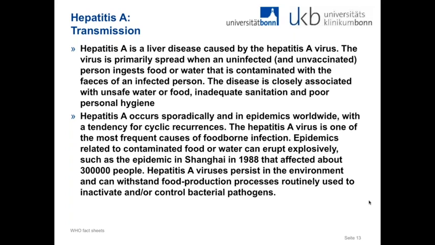It occurs sporadically and in epidemics worldwide, so obviously if it finds its presence and then gets transmitted, it reaches out to a large group of unvaccinated people, it can erupt quite explosively. There was an epidemic in Shanghai in 1988 that affected about 300,000 people, so it can come very, very quick. It is also a persistent environmental virus that can withstand food production processes routinely used to inactivate or control bacterial pathogens. So it's not killed that easily, and that's probably one of the reasons it can spread quite easily once there is an outbreak. Next slide.